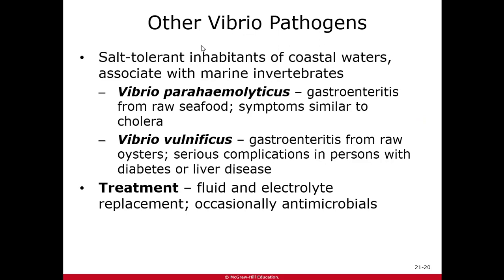Now, some other Vibrio pathogens. Again, they're usually tied to some type of water, and these are salt tolerant. There's a Vibrio parahemolyticus that causes gastroenteritis, comes from raw seafood. So if you like your sushi. And then there's a Vibrio vulnificus that comes from raw oysters. Again, these are tied to water.